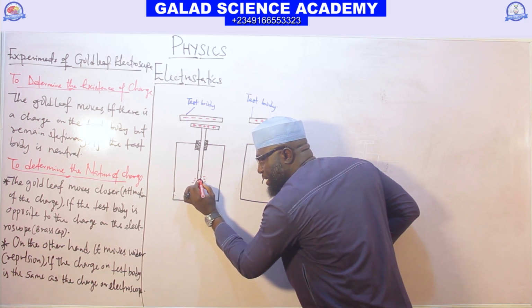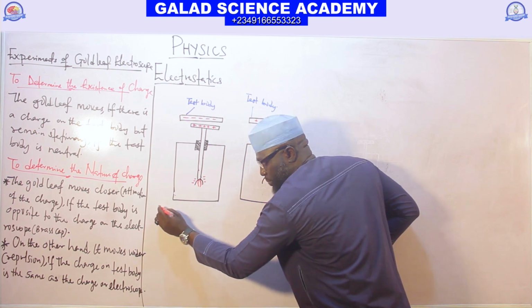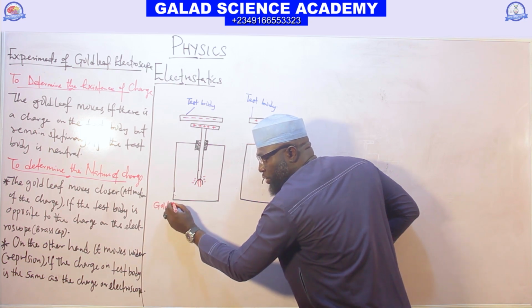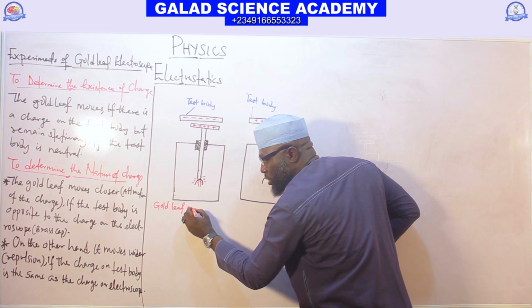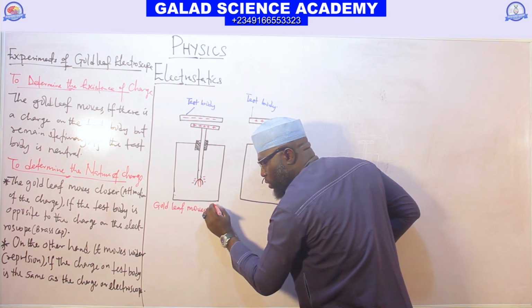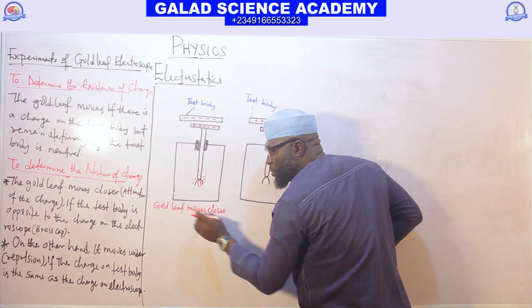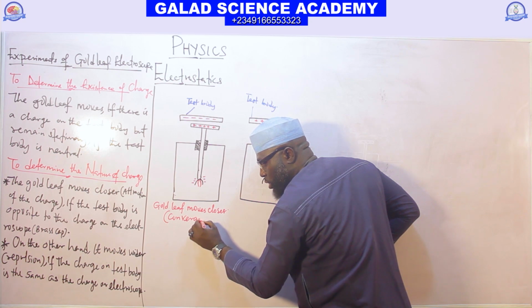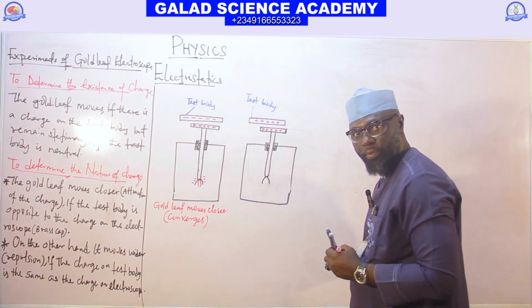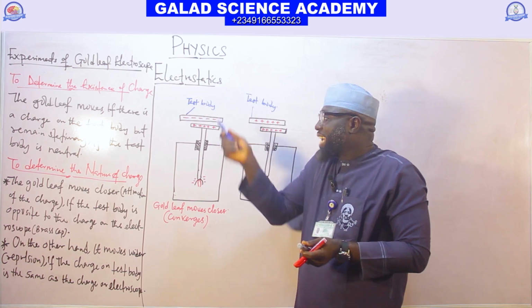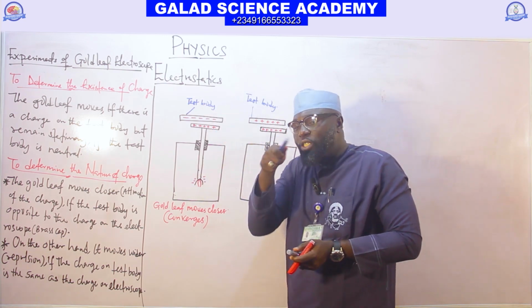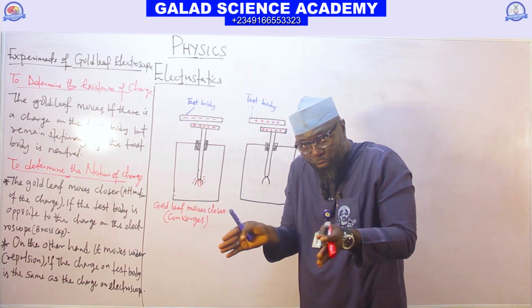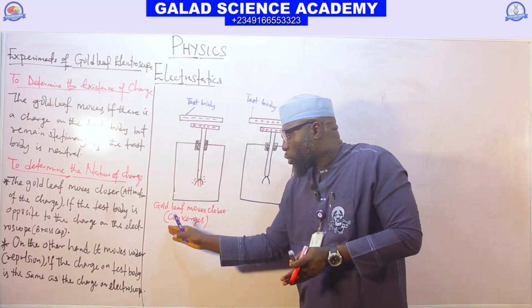closer like this. So here now, the gold leaf moves closer. When it moves closer, we call it converge. So when the charge on the test body is opposite to the charge of the electroscope, the leaf will come together. They will move closer due to the attraction, or we call it converge.